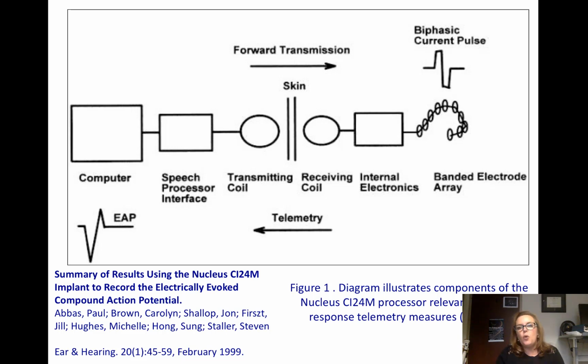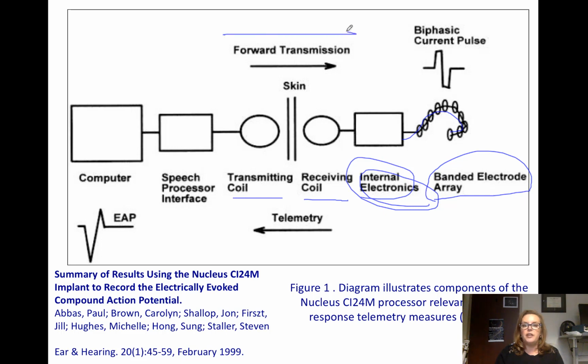This is a relatively old figure. I got it from a paper from 1999, so some of the terms are a little outdated. For example, they have a banded electrode array. Don't worry about that. The diagram is still accurate. It basically shows that you need the computer, your speech processor, the transmitting coil, the internal receiving coil, the receiver stimulator package, and then the implanted electrode array.